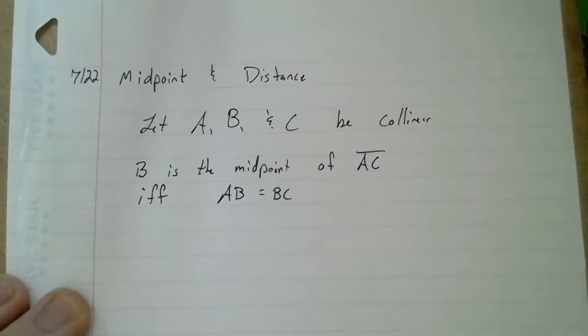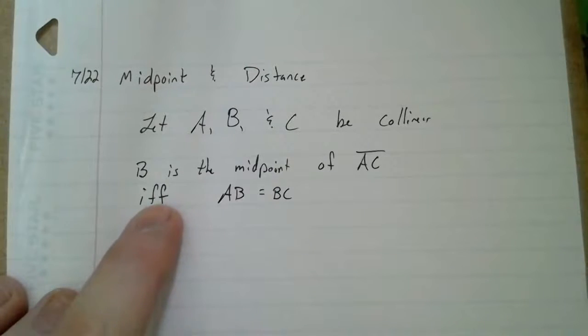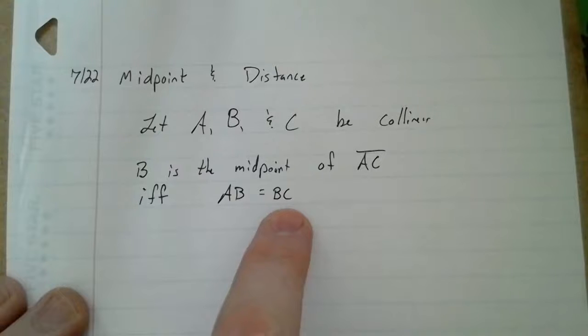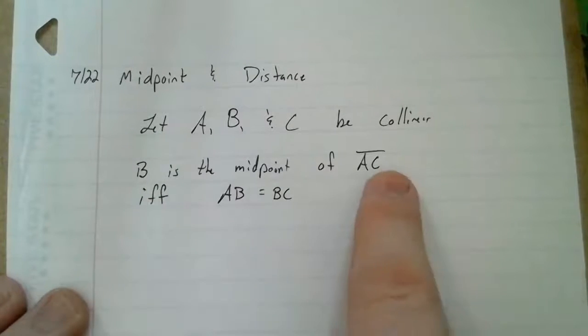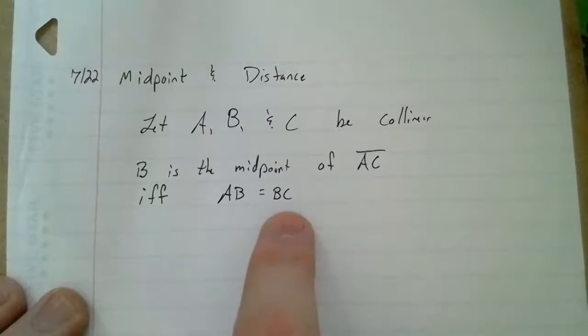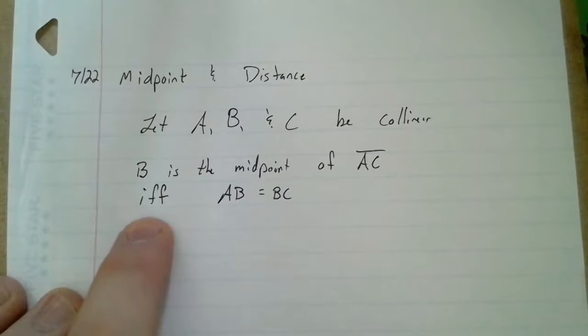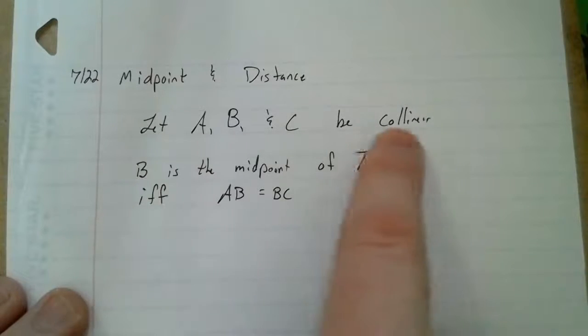Now here, this if and only if means we can read this statement two ways. We can read it as if AB equals BC, then B is the midpoint of AC. Or we can read it as if B is the midpoint of AC, then AB equals BC. That's what's cool about this if and only if statement, where you write if with two F's. And again, this only works if A, B, and C are collinear.